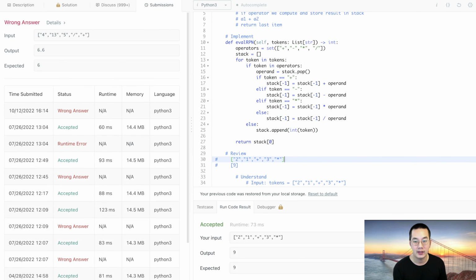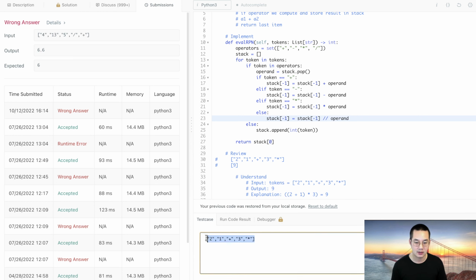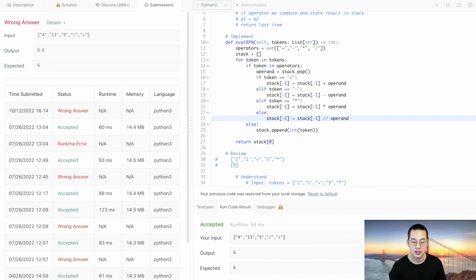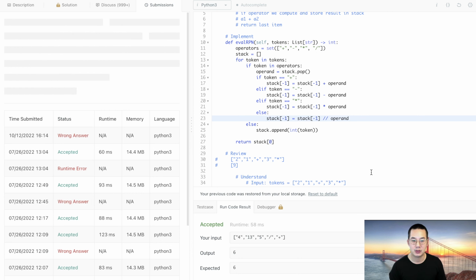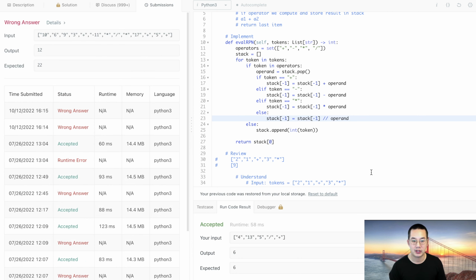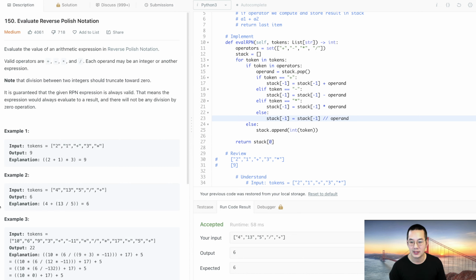The evaluation is again O of n. Oh, look at that, we have an issue. We have 6.6 over, and it looks like we should have done a floor division. Let's take a look if that's the case. Interestingly, I didn't know that was supposed to cause a floor division, and now we have another error. I'm going to give myself a little pause to figure out what's going on.